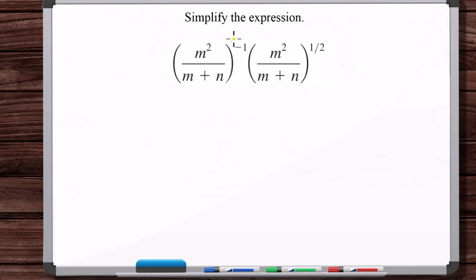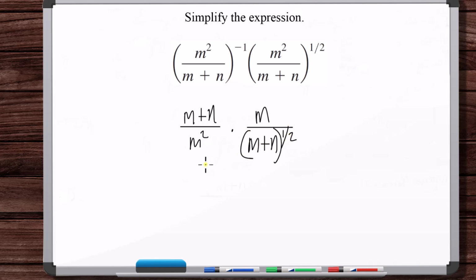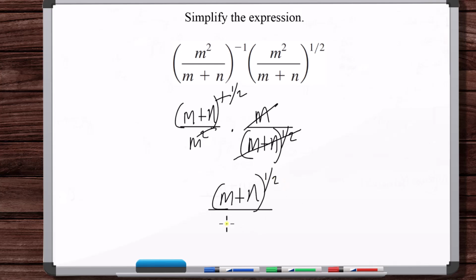Okay, here, to fix this minus 1 exponent, that's easy. Just flip, take the reciprocal of this, done. Okay, now distributing this, I don't want to call it distributing, but m to the 2 times 1/2 power is going to be just m, and then you've got m plus n to the 1/2. Okay, so this is m to the first. So what we've got is 1 minus 1/2 is 1/2, and then we've got that. So m plus n to the 1/2 over m.